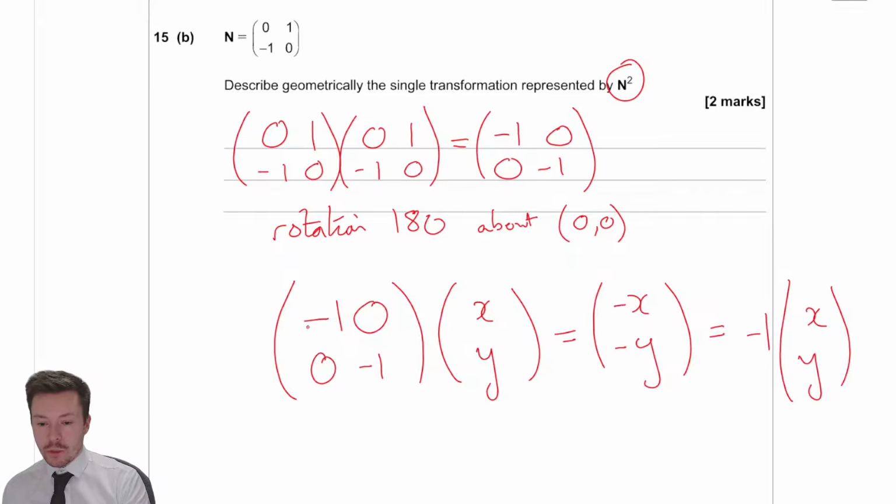Just to check. And also, we know that 1, 0, 0, 1 is the identity matrix, doesn't change it. And so this is just -1 lots of the identity matrix, so it's scaling it by -1. Okay, hopefully that makes sense. But essentially, well, the best way is to make sure we know the matrix transformations.